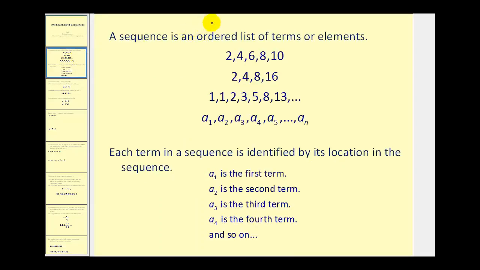A sequence is an ordered list of terms or elements as we see here. And each term in a sequence is identified by its location in the sequence. So a sub 1 is the first term in the sequence. A sub 2 would be the second term, and a sub 3 would be the third term, a sub 4 is the fourth term, and so on. So the subscript tells us which term in the sequence we're referring to.